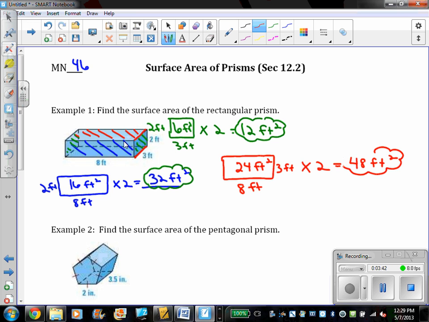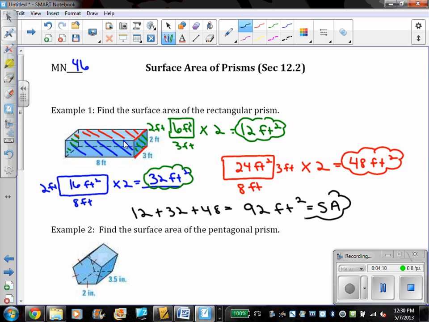So now we have the top, bottom, left, right, and front, back. We're going to add up all of our areas here, and I'm going to do that in black. So we have 12 plus the 32 plus the 48. So the total surface area is going to give you 92 feet squared. And that's the total surface area.